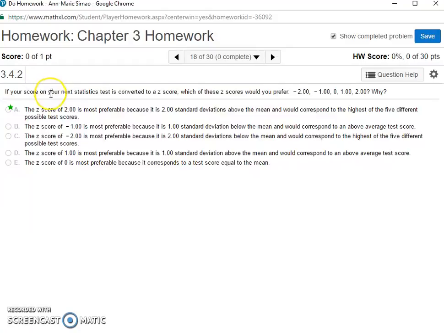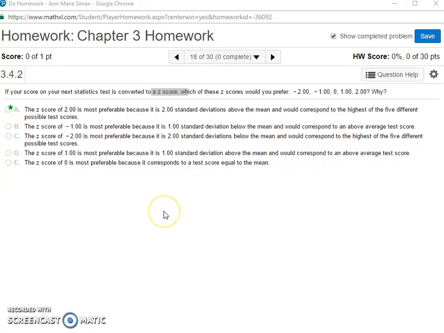So this one here is talking about if your score in your next statistics test is converted to z-scores. A z-score converts your value into a standardized value based on your standard deviation. So what's going to happen is we're going to use something called a normal table. And when they make comments about something being within 30%, what's going to happen?